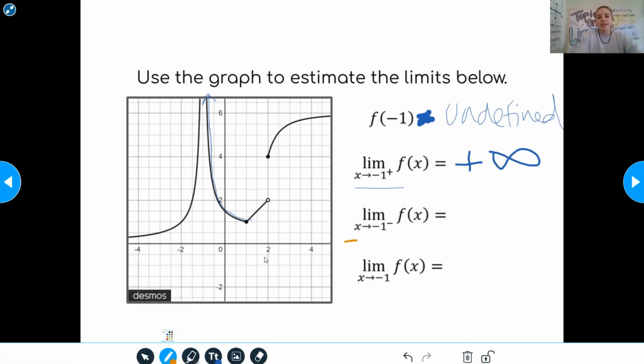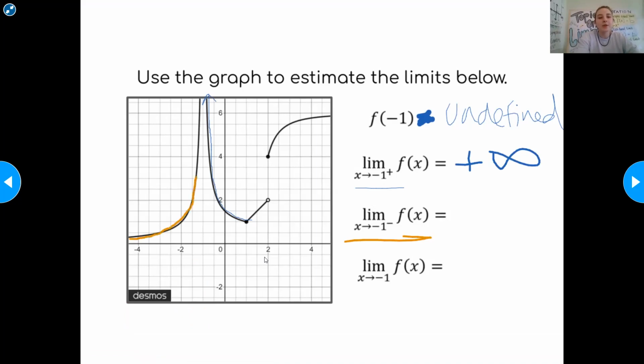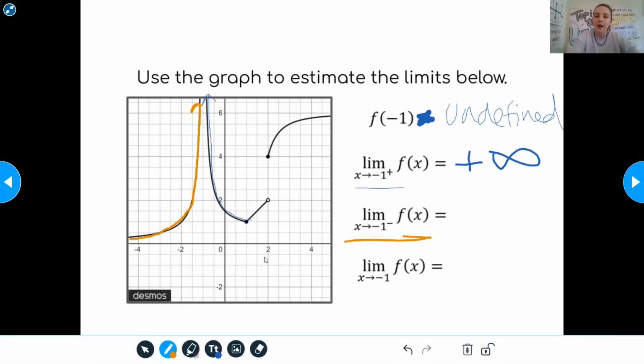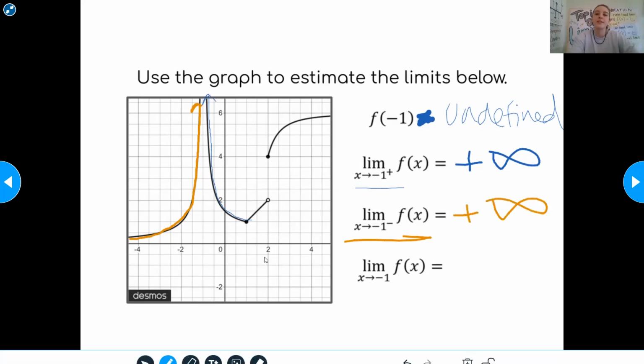Now let's look at our left-hand limit. We're coming from the left side, from the negative infinity side, going towards x equals -1. And you'll notice the exact same thing is happening on the left side. We're not approaching a single y value. We're actually going up, increasing towards positive infinity forever as x is getting closer to -1. So our left-hand limit is also equal to positive infinity.